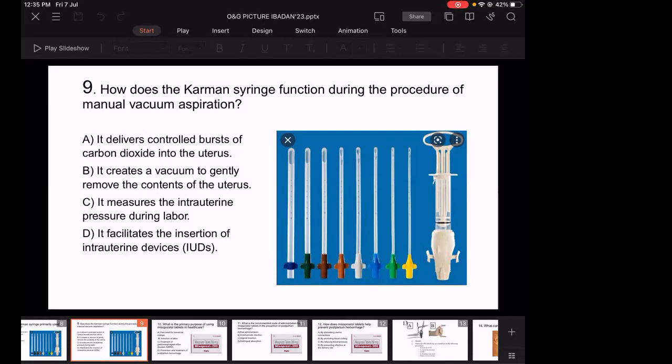So how does it function during MVA? What is the mechanism? It's pressure. It's rate pressure which is calculated. So which option are you saying? Because you are saying pressure. B. Sorry, I can't hear you well. B. B for boy or D for dog? B for boy. Okay, yes. So it creates a vacuum and then it gently suctions the contents within the uterus.